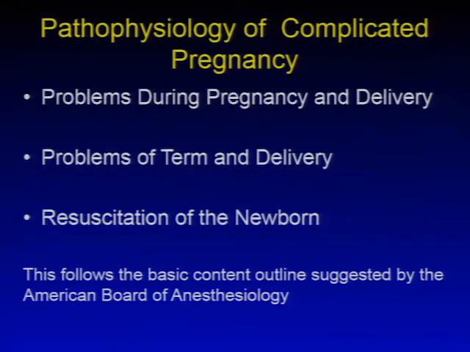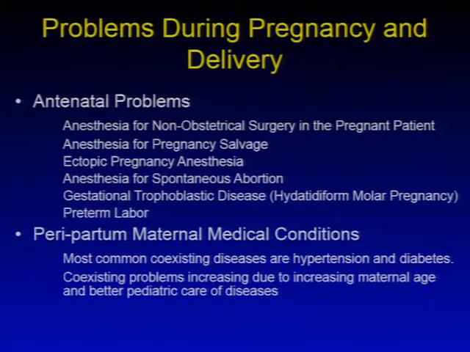We have a lot of material to cover, and the basic format is going to be such. We're going to look at the pathophysiology of complicated pregnancies, including problems during pregnancy and delivery, problems of term and delivery, and the resuscitation of the newborn. This follows the basic content outline suggested by the American Board of Anesthesiology. One of the first things we're going to look at is problems during pregnancy and delivery, and these include antenatal problems, of which all of these are listed.